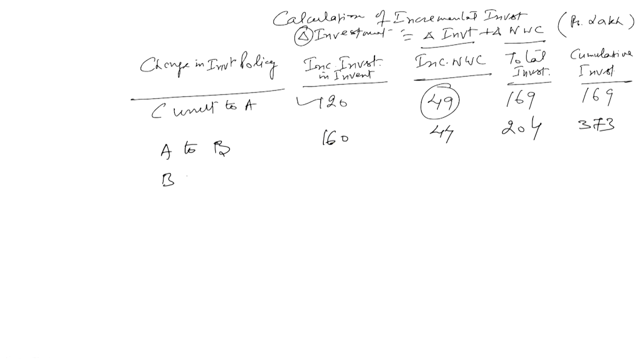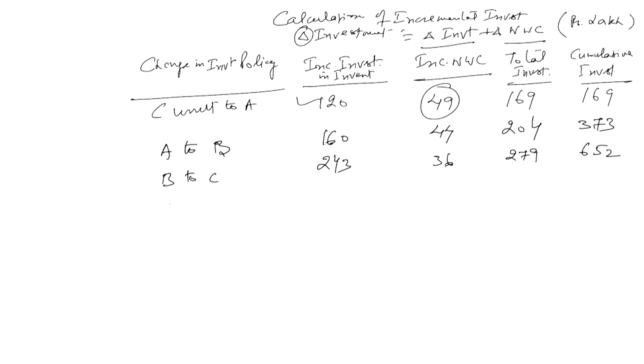So we have to move in that we are loosening it slowly and steadily. So we are moving from current to A to B, and let us see now the situation from B to C. When you move from B to C, so what will happen? The increased investment in the inventory will be how much? 243 lakhs, and in the working capital you are going to increase 36 lakhs, and total investment will be going up by 279, and cumulative investment will be becoming 652.